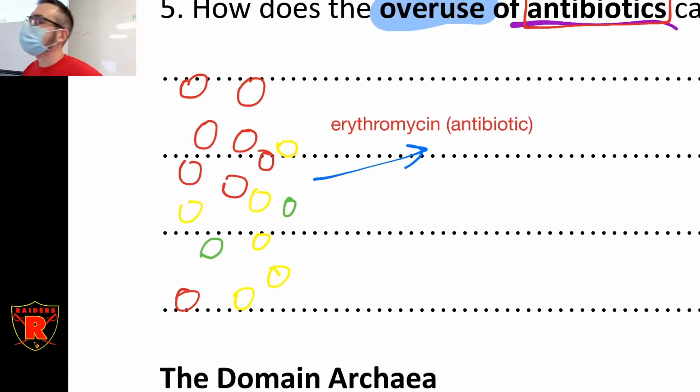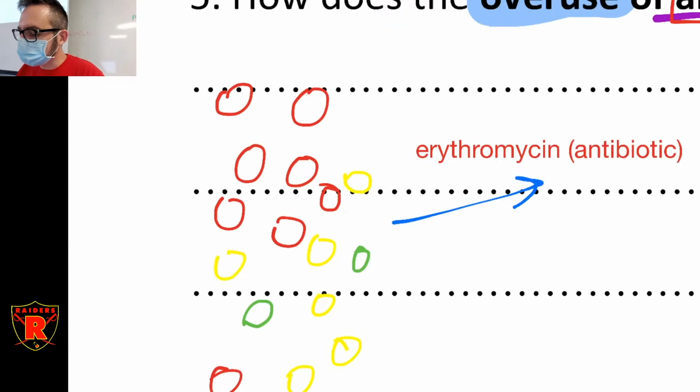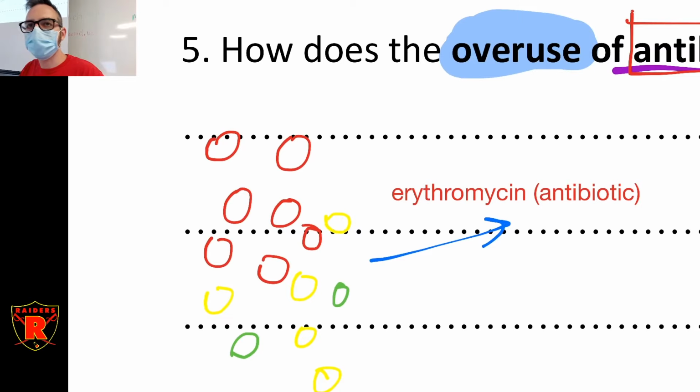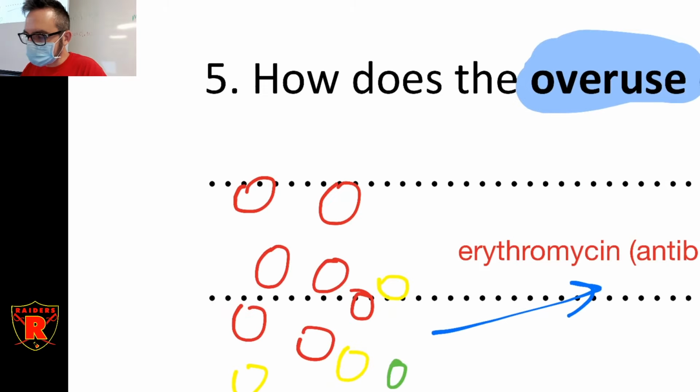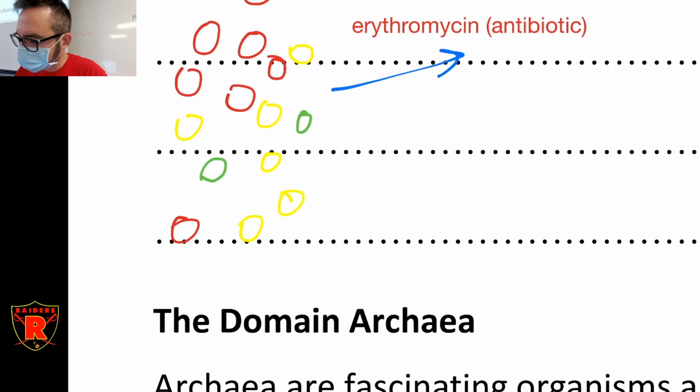Imagine a grouping of bacteria. Okay, here's my bacterial grouping. And I've used my colors to denote sensitivity to erythromycin. That is how easily they're killed by erythromycin, a common antibiotic. Okay, let me explain my color code here. Red here is very susceptible. Yellow is a little susceptible to erythromycin. And green is resistant to erythromycin.